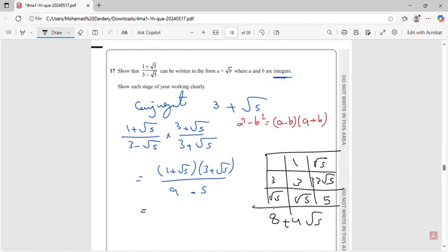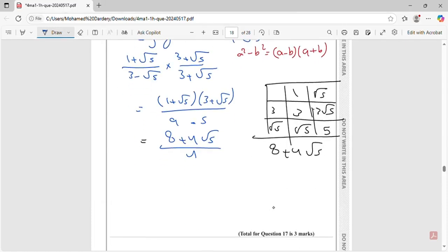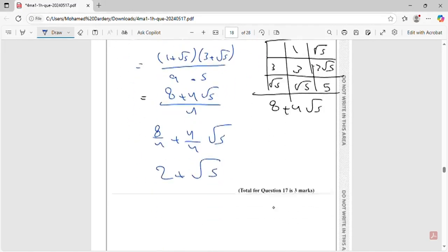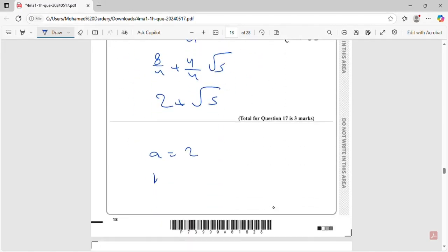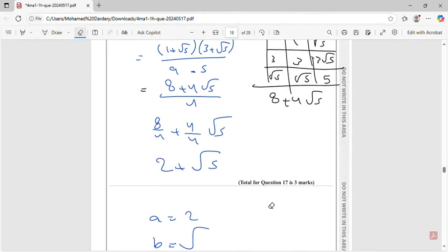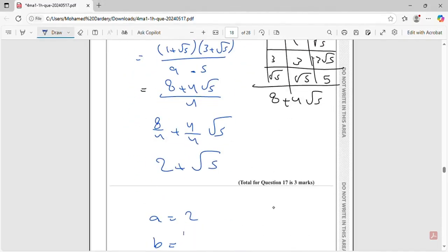So in this situation, it will equal 8 plus 4 root 5, which is divided by 4. Now I can expand the 4. It will be 8 divided by 4 plus 4 over 4 root 5, which is 2 plus root 5. And it will be the same as the form. So the value of a would be 2. The value of b will be 5, of course, because this is the value under the root. So that would be 5. Okay.